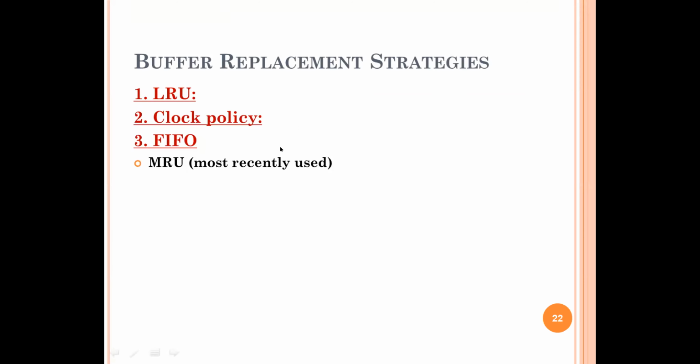So far we discussed buffer management. Next comes buffer replacement strategies. Here buffer means the memory which is available in between the main memory and the secondary memory. Any doubts so far?